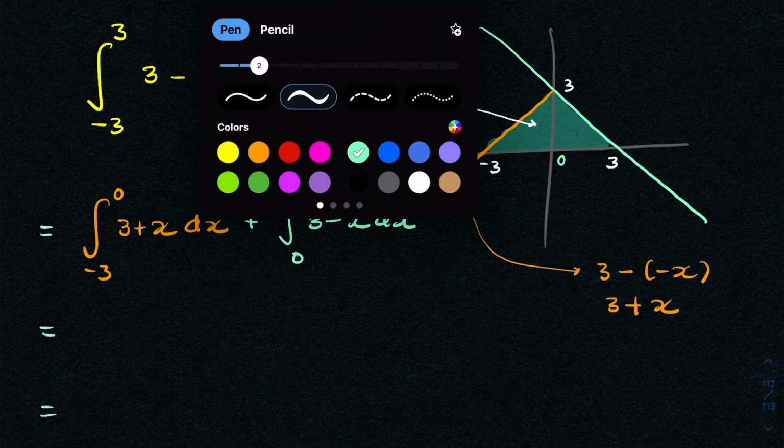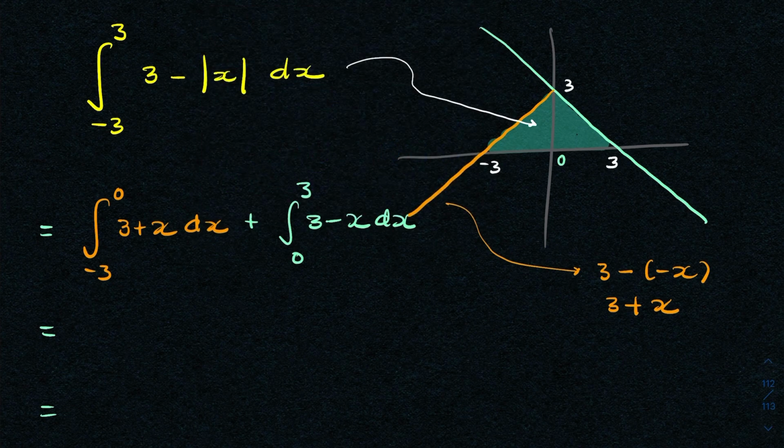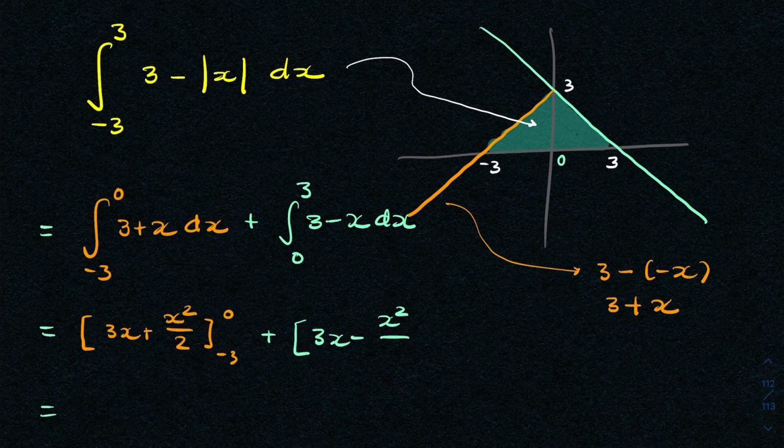So that will give you 3x plus x squared over 2 from minus 3 to 0, plus 3x minus x squared over 2 from 0 to 3.